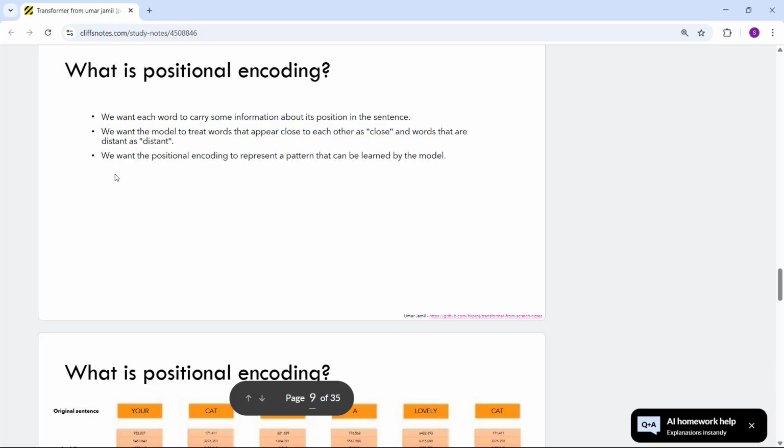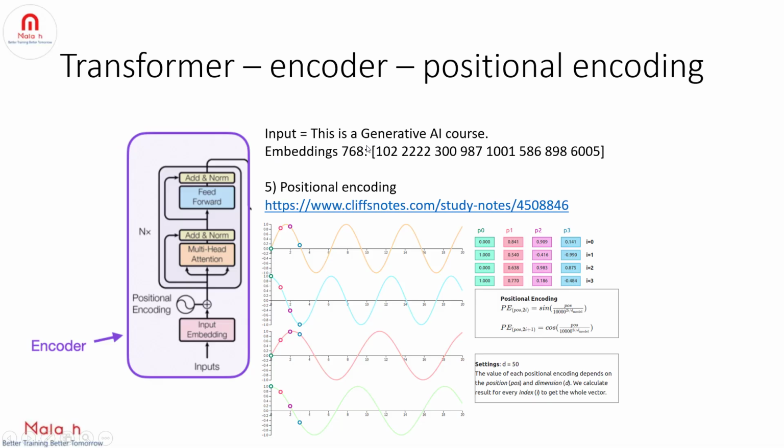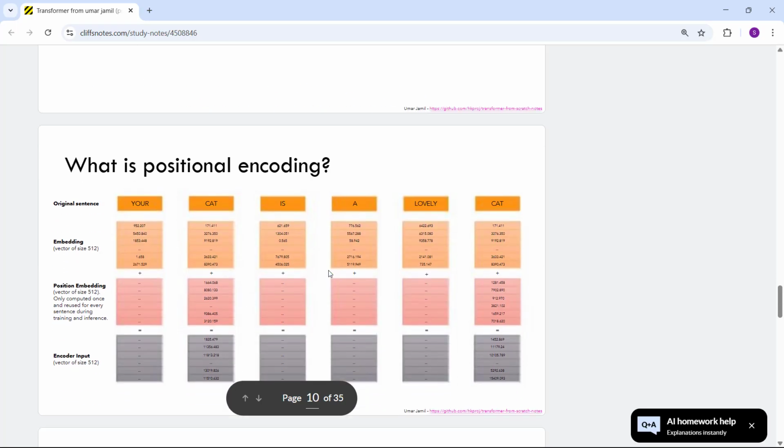And we want the positional encoding to represent a pattern that can be learned by the model, right? In our example, as you can see, the word AI is very close to the word course, and similarly the word this is very distant to the word course, right? Here you can see the input sequence is "your cat is a lovely cat." So that is the original sentence, and they are trying to apply positional encoding here.